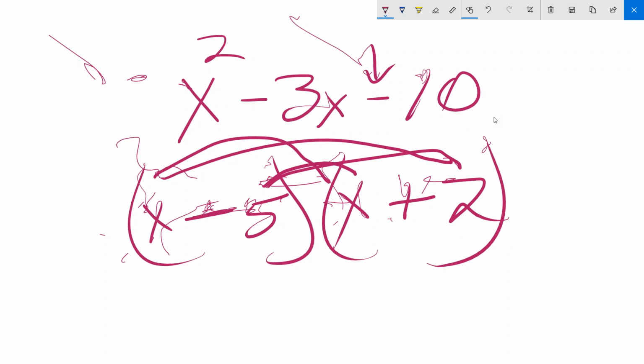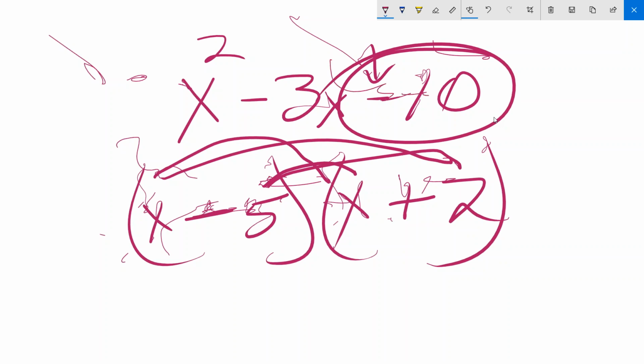Well, notice the last is what produces this number. So if you're doing it in reverse, the sign on that constant is super critical. That's what tells you that the signs of the factors have to be opposite, because that's the only way you can produce a minus 10.